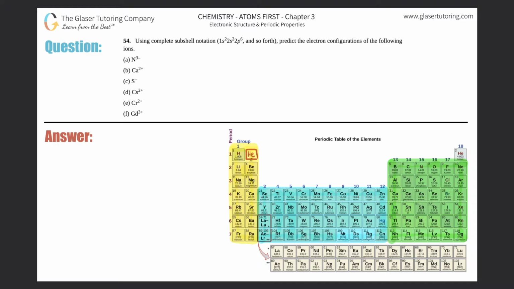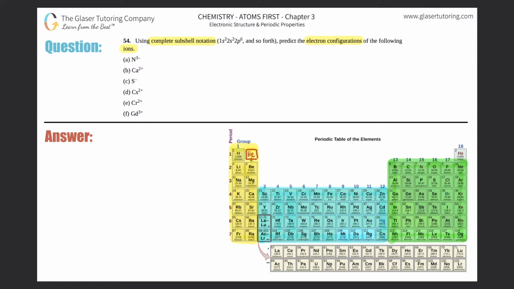Number 54. Using the complete subshell notation, 1s2, 2s2, 2p6, and so forth, predict the electron configurations of the following ions, and then they give me A through F. We've already done 2 problems that do electron configurations with ions. I think they were number 46 and 45, so go back to those if you want the more in-depth questions. If you are on the playlist, all you got to do is just find those numbers on the playlist. It's that easy peasy. We've done plenty of questions with electron configurations so far.